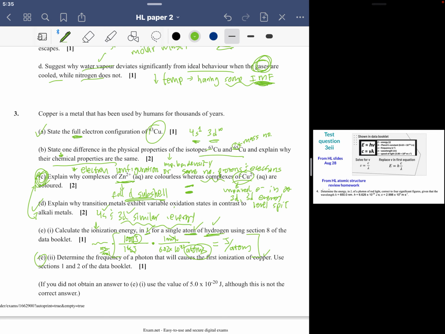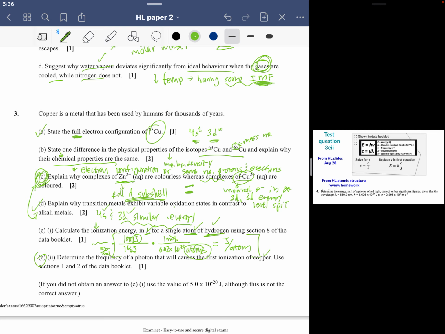Well, you needed to use this formula, E equals hv. So in sections 1 and 2 of the data booklet, you were looking up Planck's constant. You were finding the energy from copper, and then solving for frequency.